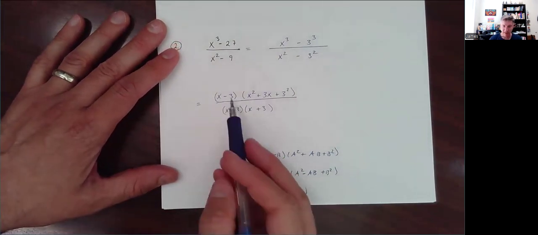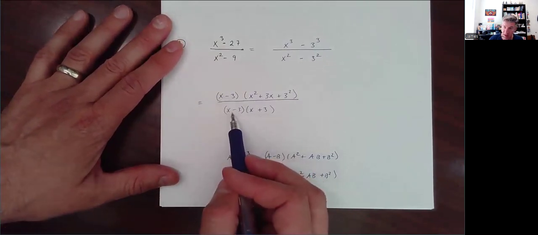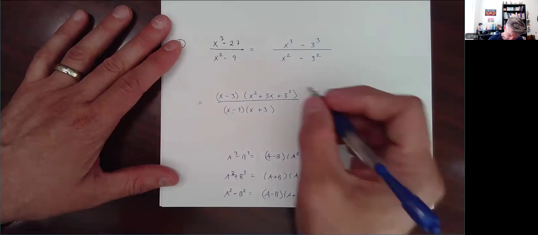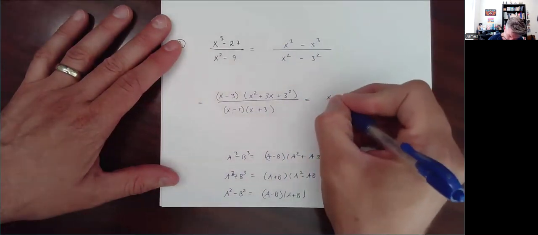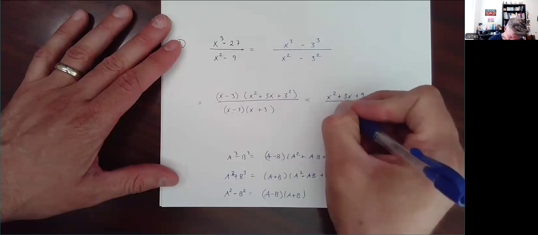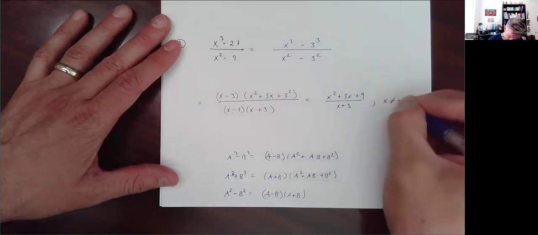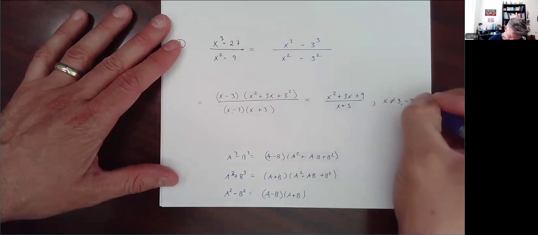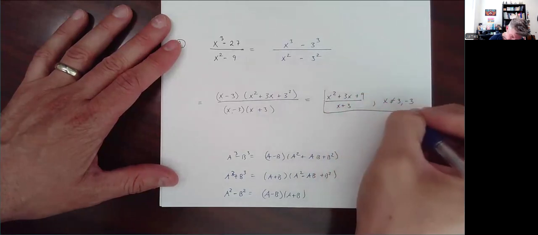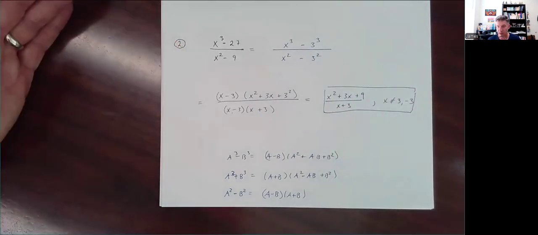So we see that the x minus 3 are going to cancel, but again, before we do that, we're going to note that x can't equal +3 and x cannot equal -3. So when we end up getting this, we get x squared plus 3x plus 9 divided by x plus 3, and we're going to say that x cannot equal 3, x cannot equal -3. We factored it and simplified it as much as possible.